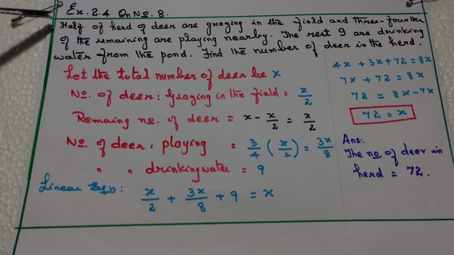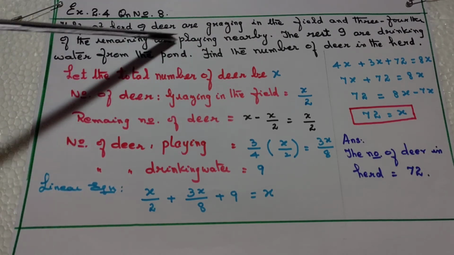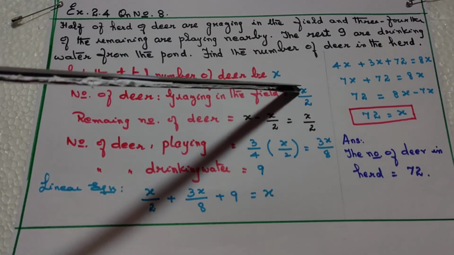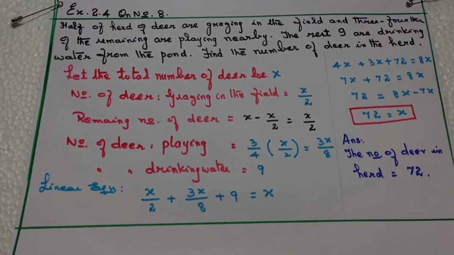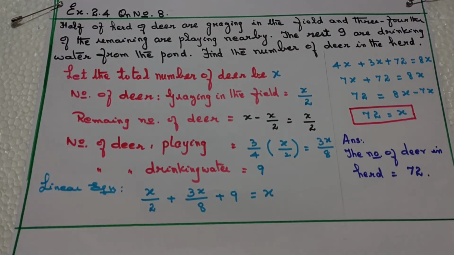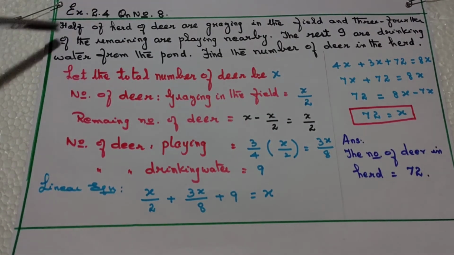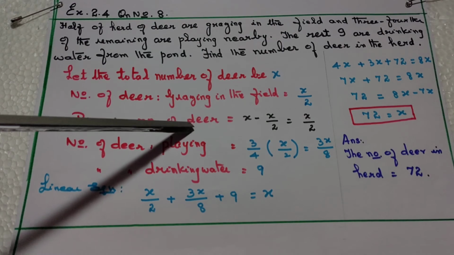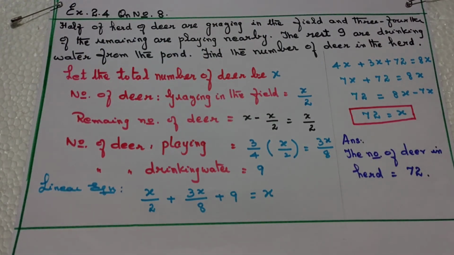Okay. Now the first statement here is half of herd are grazing in the field. So what do you mean by half of whatever the total, that by 2? Or you can write even half within the bracket x. That also gives you x by 2. Okay. What is the next statement? 3/4 of the remaining are playing nearby. So, your next statement must be remaining number of deer. Only then you can go for 3/4 of the remaining.